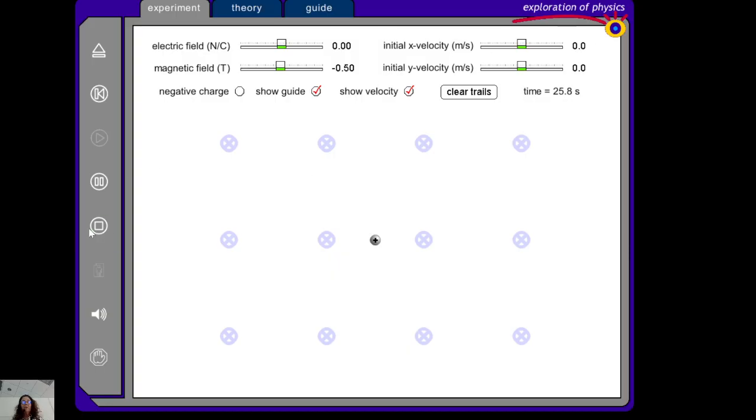So now I need to have some initial velocity this way. And now, you see, the positive charge is going around the magnetic field lines. The magnetic field is going into the board and it's going in a circle. So this is called a cyclotron motion. Okay, so a magnetic force deflects a charge and makes it go around a circle.